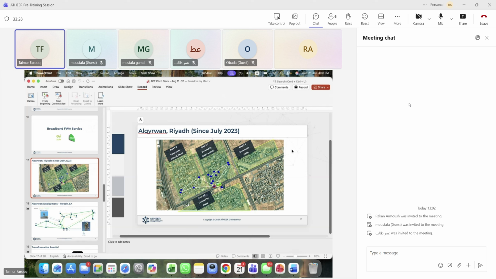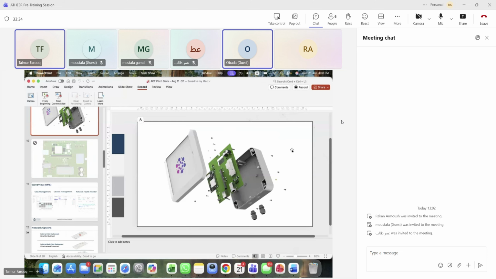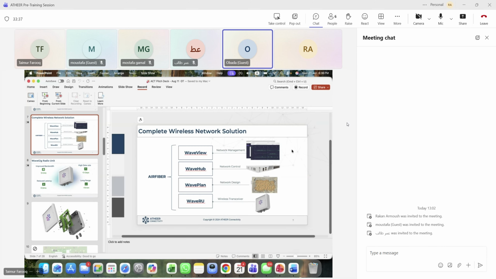Exactly. Yeah, but what is the added value?